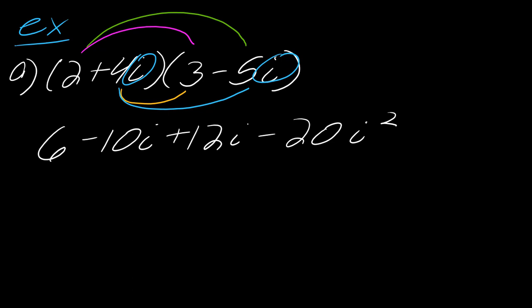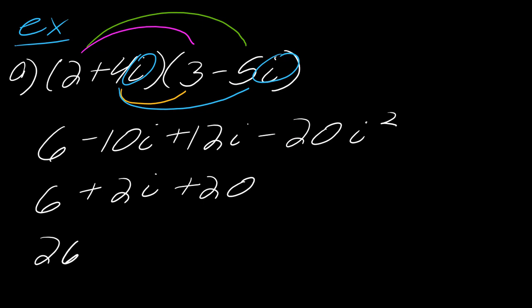Okay, so now we've just got to simplify all of this. So this becomes 6 plus 2i. And then this -20i squared will become just plus 20, right? Because i squared is equal to -1. So this effectively just flips the sign of whatever this number is. So ultimately my answer is 26 plus 2i.